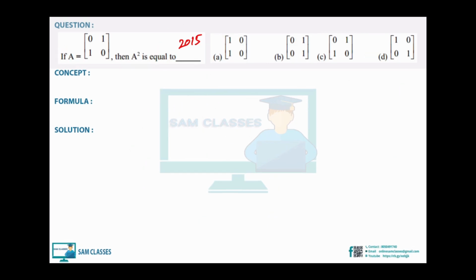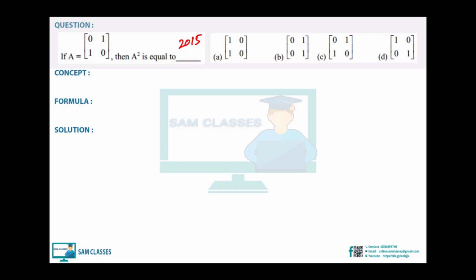Now let's see the last question of this PDF. The next PDF will bring the next 20 questions of the PYQ. So this question is again from 2015. What we have here is A is equal to 0, 1, 1, 0. Now we have to find A square. Pretty simple. Just multiply.